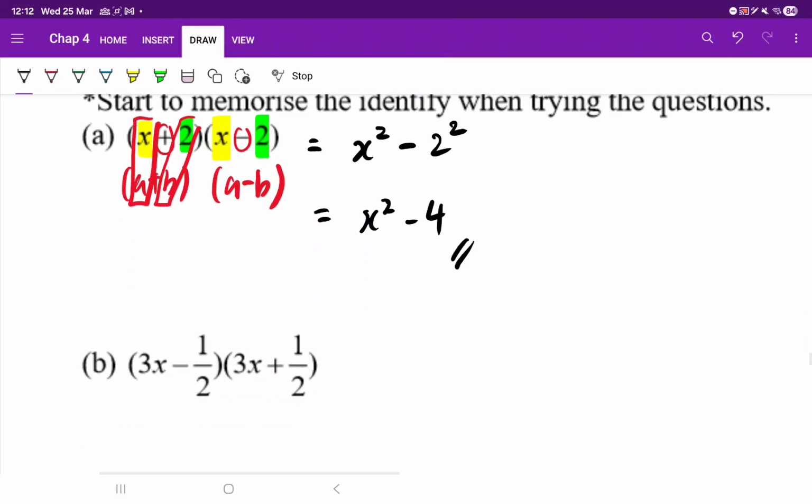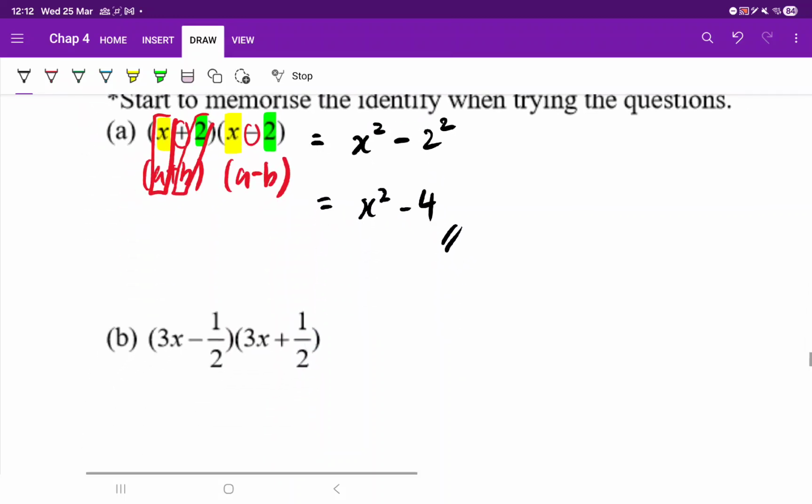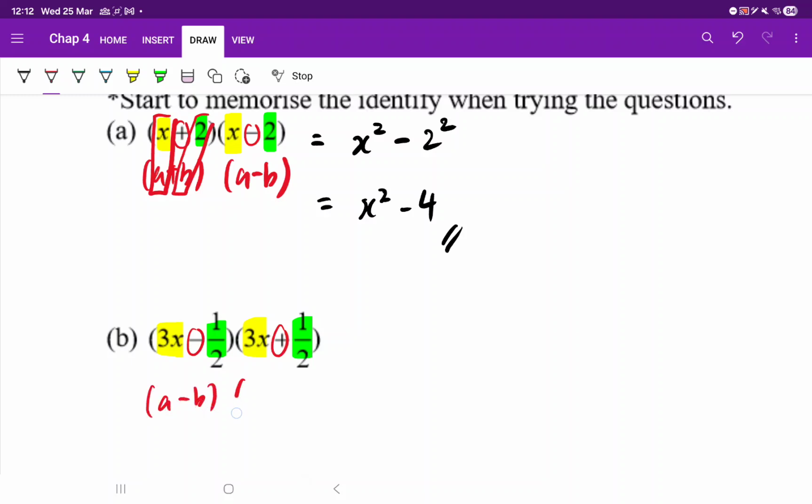Moving on to the next one. This is one of the easy examples. Let's look at the next one. I highlight 3x, I highlight 3x. They look the same. Half and half, they are the same. One of them is a minus, one of them is a plus. So this is actually A minus B and A plus B. Now, it looks like you cannot use the formula because the formula on the whiteboard starts with a plus, followed by a minus.